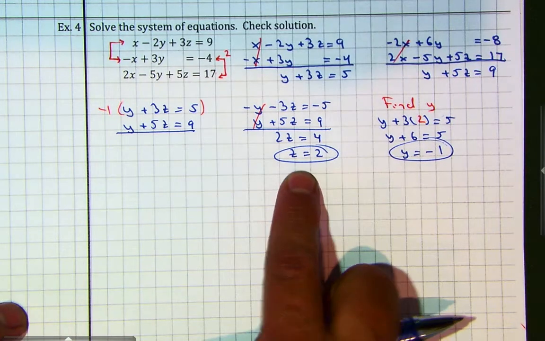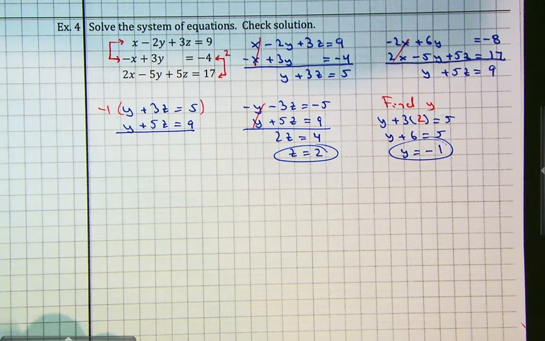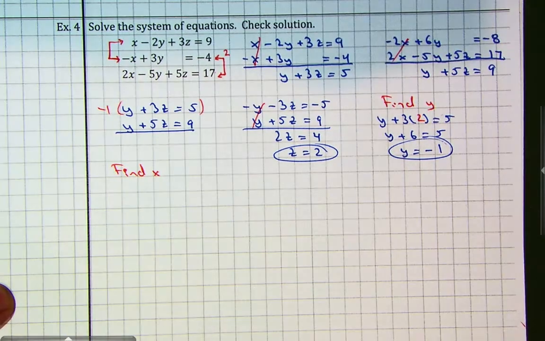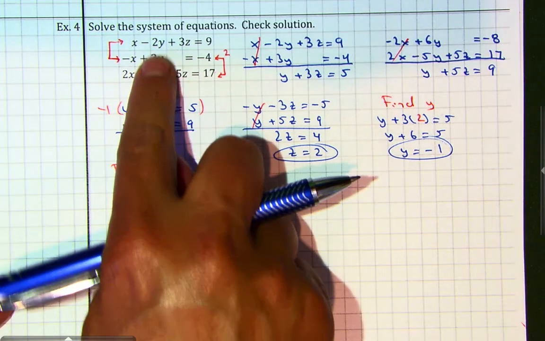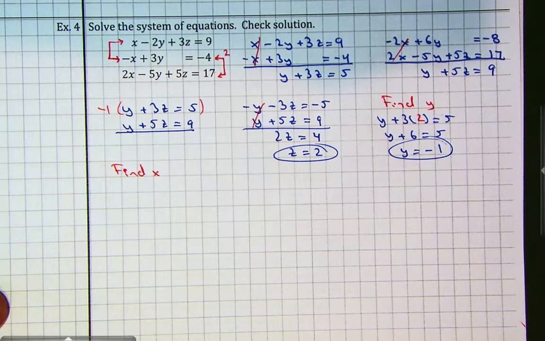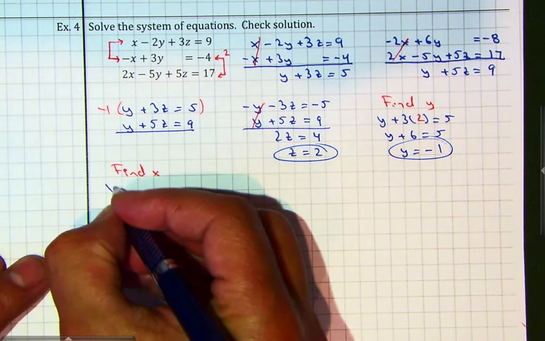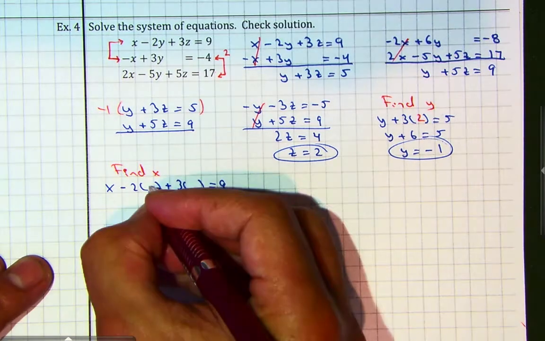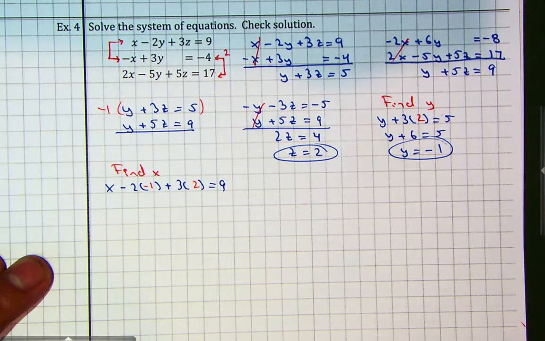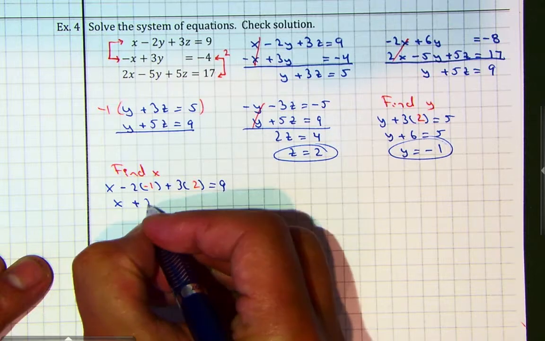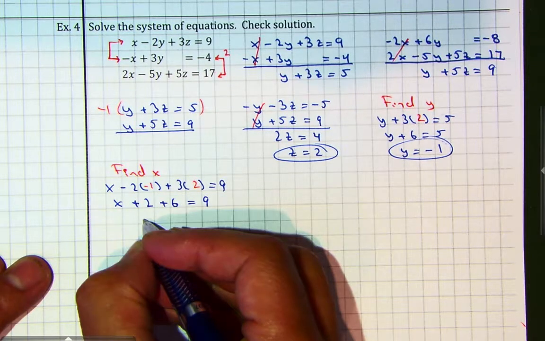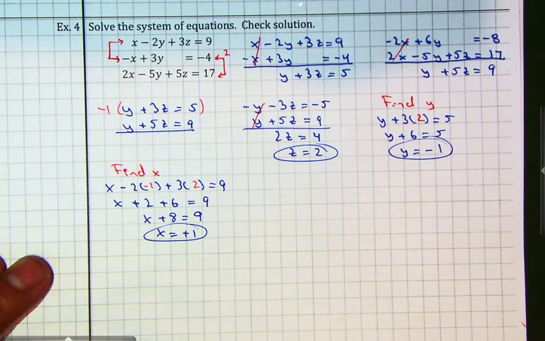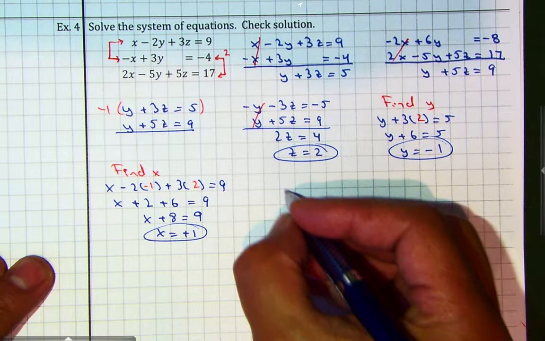I have the value of z, the value of y. So now what should I find? Correct, I should find x. And you get to decide, do you want to plug into the first equation, the second one, or the third one? It doesn't matter. I might use the first equation. x minus 2y plus 3z is equal to 9. But instead of the y will be a -1, instead of the z will be a positive 2. And now we can just solve for x, since that is the only variable that we have. Positive 1, correct?